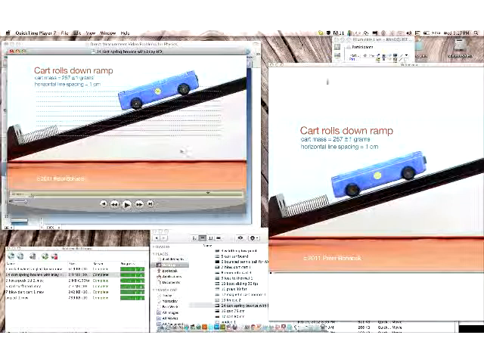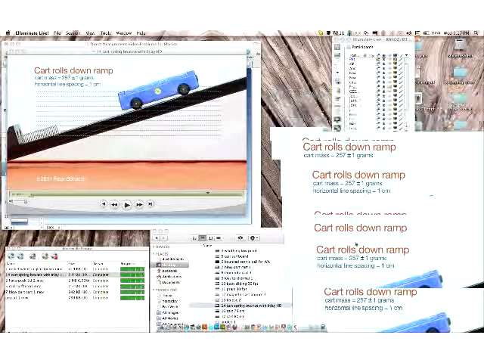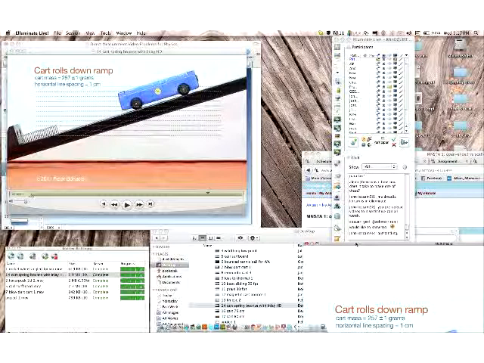But this is the way that I thought would be really fun to teach with this, would be to say, here is a cart rolling down a ramp. And I have to say, this is an idea that I've also seen from people that do modeling. How many things can you calculate about this cart? How many quantities can you measure or calculate about the motion of this cart?